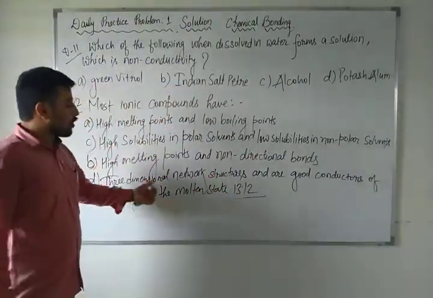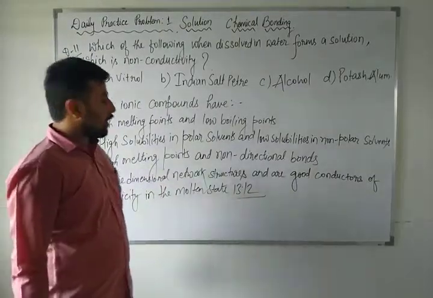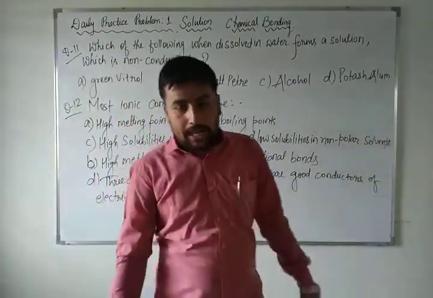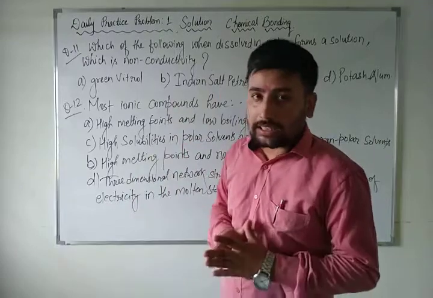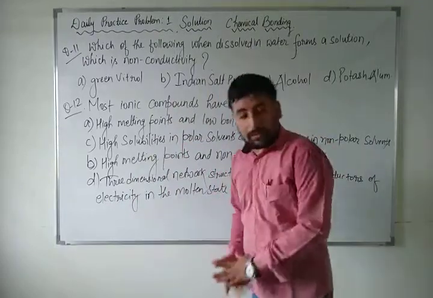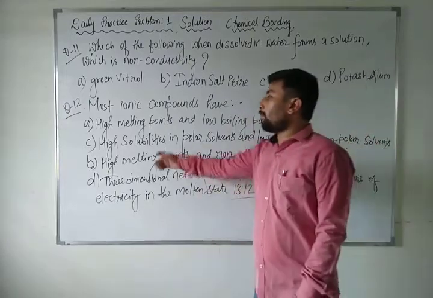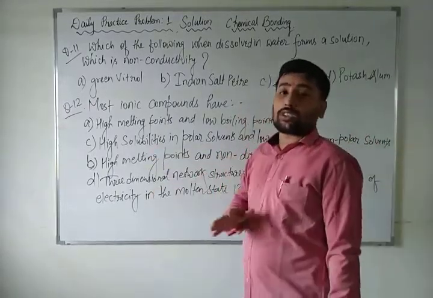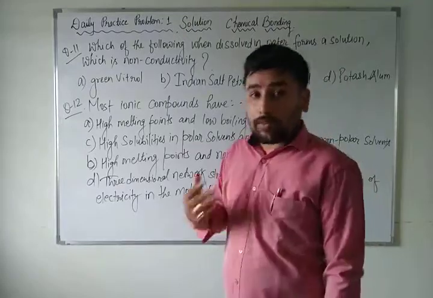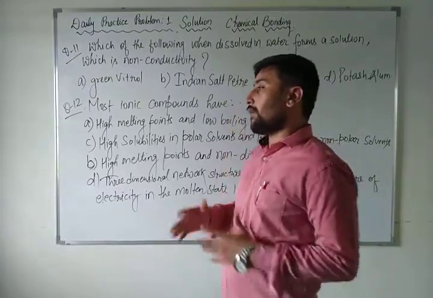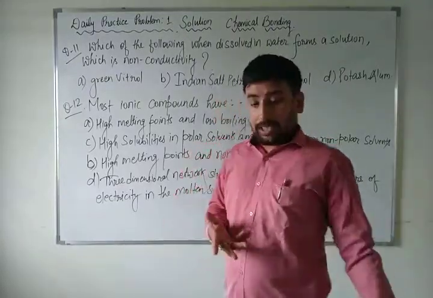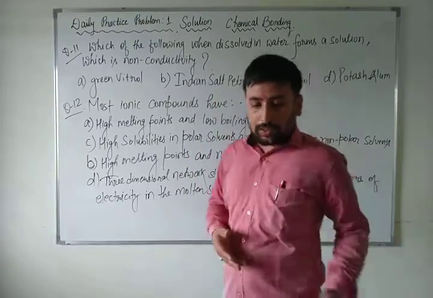Now, three-dimensional network structures and are good conductors of electricity. They are definitely good conductors of electricity because they have ions, and there are three-dimensional network structures also, and it is in the molten state that you can do this. So here B, C, and D, three options are right. So whenever you attempt a question, at that time you must know what the answer will be. Okay, now we are moving toward question number 13.